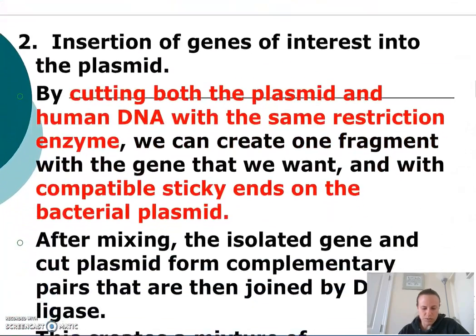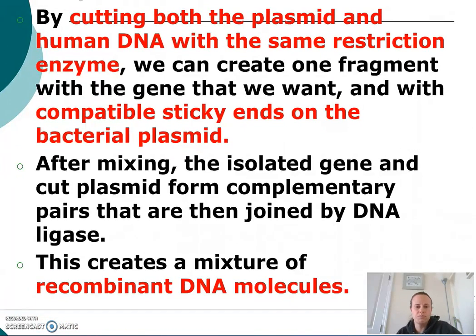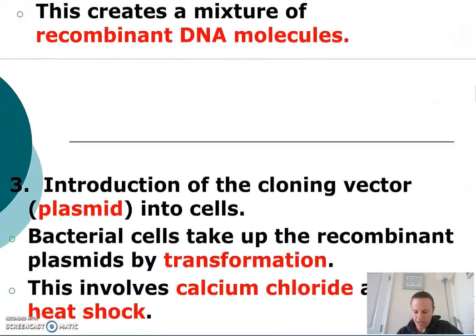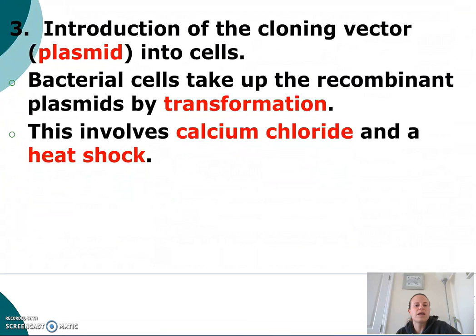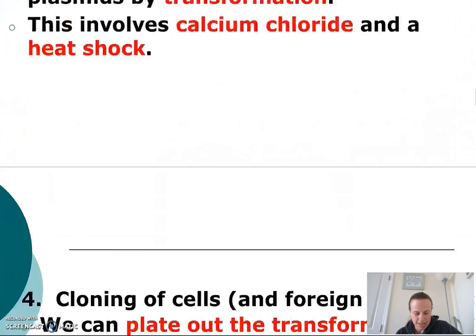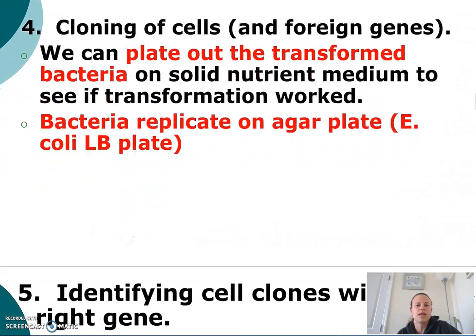Now, the second step is to insert that gene of interest into the plasmid. If I cut both the plasmid and the gene of interest, the human DNA, with the same restriction enzyme, I form compatible sticky ends, and then I can combine those 2 pieces using DNA ligase and complementary base pairing. Then I want to introduce that cloning vector, the plasmid, into the cells. This happens through the process of transformation, which involves calcium chloride and a heat shock. And we'll actually do this whole procedure in class. We're going to do a transformation lab.